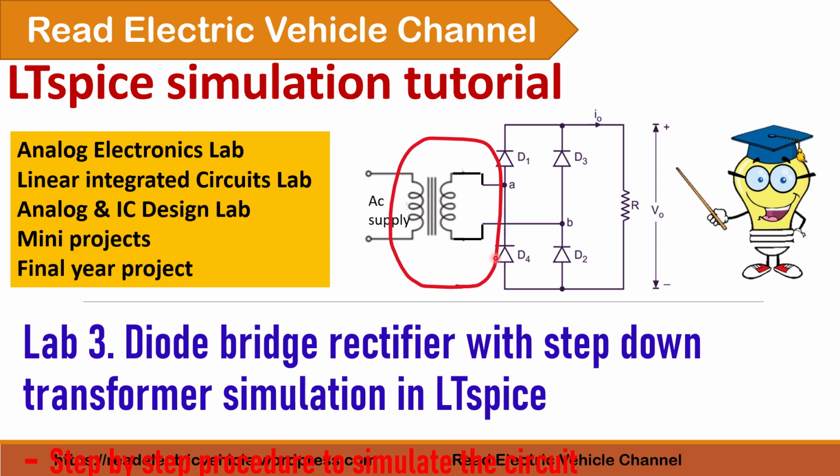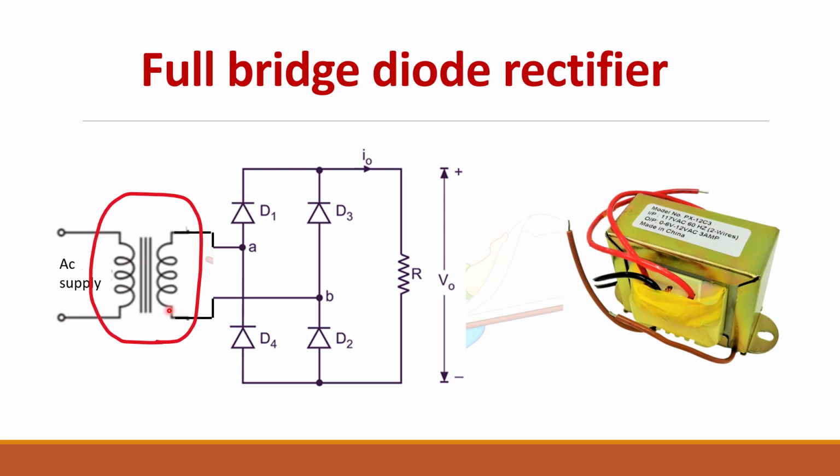Hi everyone, in this video we are going to see how to simulate a diode bridge rectifier with step-down transformer in LTspice. In most of our projects and mini projects, we will use a step-down transformer because our power supply will be 230 volt or 240 volt. We need to step down to our requirement, like we may need 9 volt, 12 volt or 24 volt for our circuit. So in that case, we need a step-down transformer like this. So we will simulate this in LTspice and check it out.